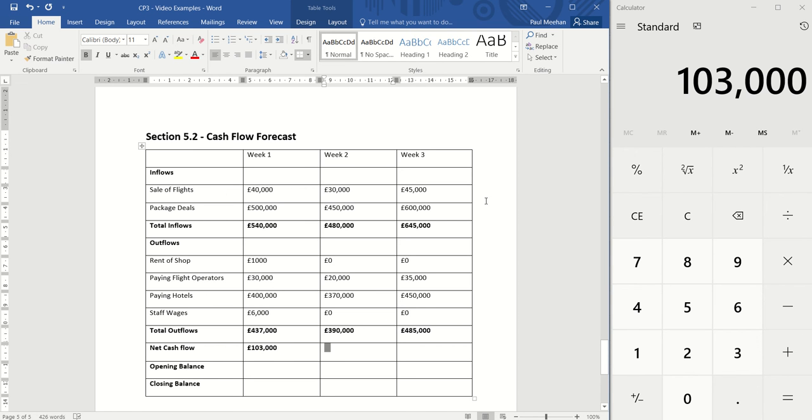We're going to do the same for week 2. So we're looking at 480,000 minus 390,000 gives us 90,000 of cash flow at the end of week 2. And finally, we've got week 3, 645,000 minus 485,000 is £160,000 of net cash flow.